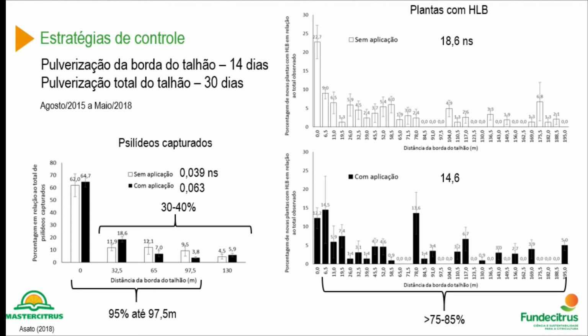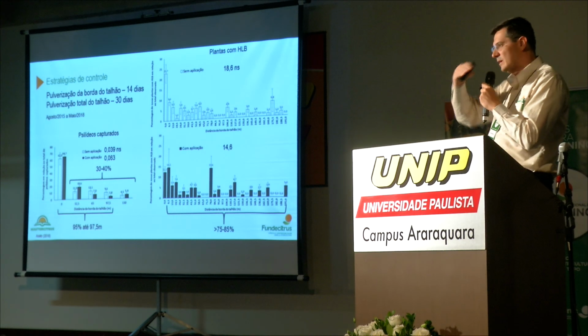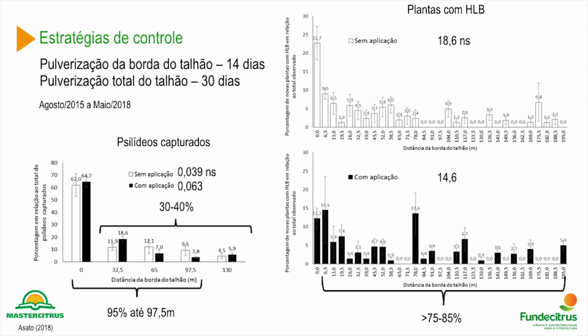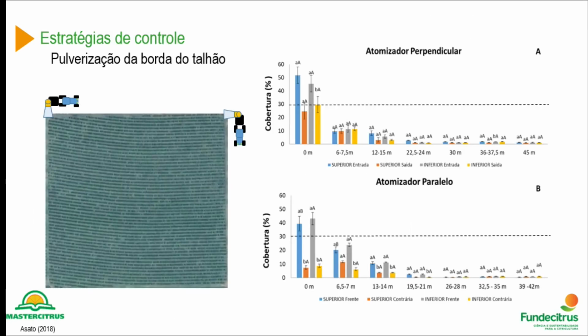Where we did not have a spraying, 22% of plants with HLB were in the first row of planting, but the other 80% came up to 180, 190 meters in the area we evaluated. And the same happened with the border application, and it was not different in the number of new plants. This is the average of plants that we have seen in each one of the areas. So I had from 75 to 85% of new plants way beyond the first plant.